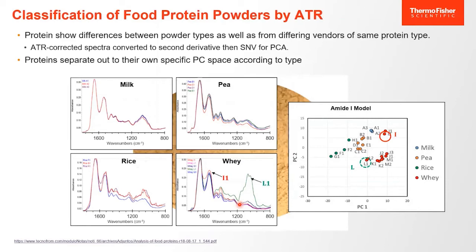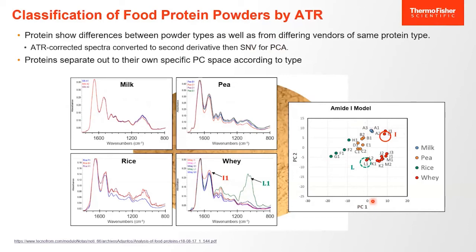Then these spectra were further processed using PCA analysis, and the second derivative of these spectra was used for such analysis. When such an analysis was done, what we observed is that each of the proteins would separate out into its own little principal component regions. So what's the advantage here?